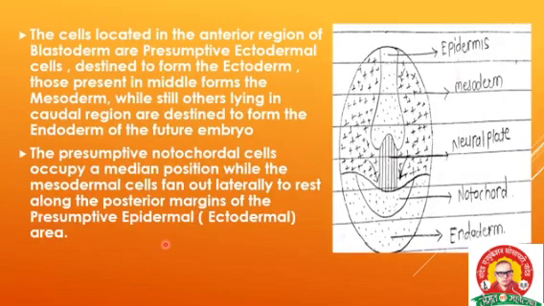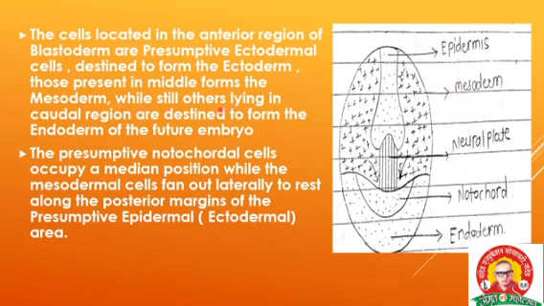Then on the right hand side, the figure is the same. The cells located in the anterior region of the blastoderm are presumptive ectodermal, destined to form the ectoderm. Then those present in the middle form the mesoderm. This one is the mesoderm.